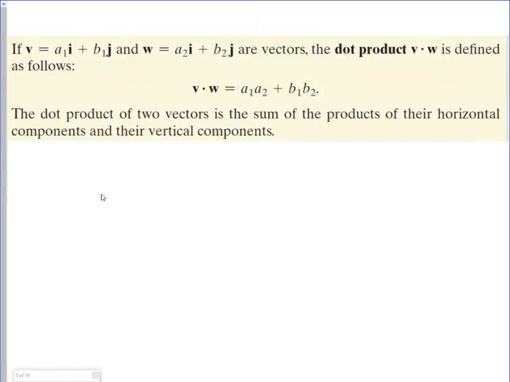So if you have vector v in the form of a sub 1 times i plus b sub 1 j, and you have vector w, then the dot product would be the product of the coefficients: a1 times a2 plus the product of b1 times b2. And that's it. So don't let that psych you out or get crazy. It's not hard at all. Multiply, plus the product. I got the product of the A's plus the product of the B's. That's all it is.